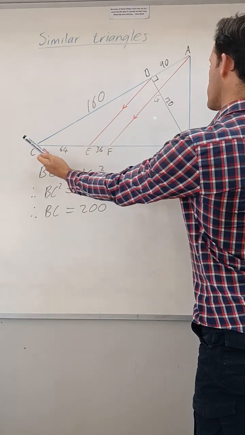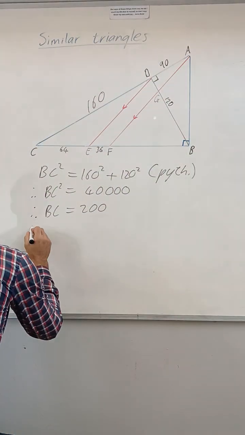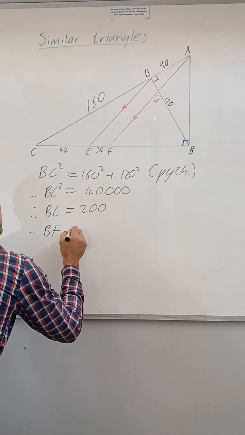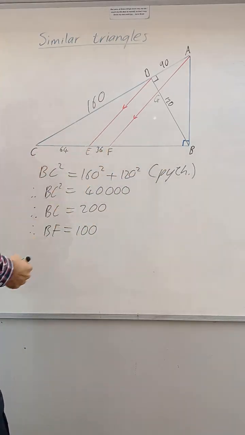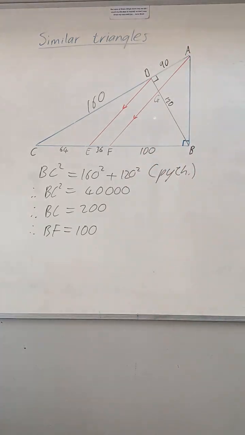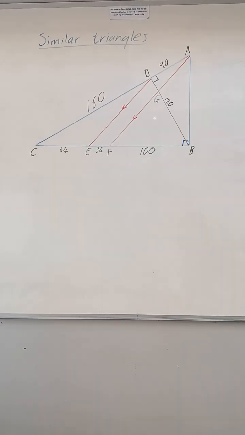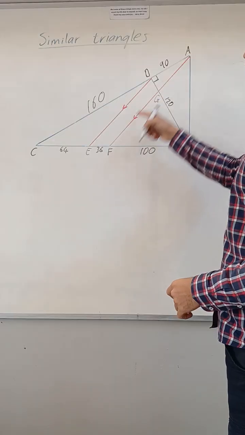So if BC is 200, we can subtract 100 to find BF. So we can say therefore that BF is equal to 100. Okay, 200 minus 100. So we found BF. Okay, so we can put that BF is equal to 100. Okay, so the next one we want is AF.